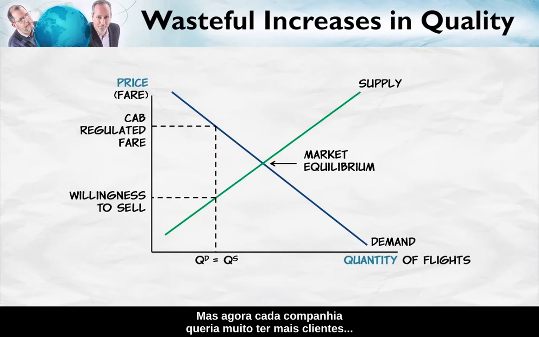But now each airline really wanted more customers. And this, in fact, was the genesis of the undoing of the plan, because each airline was trying to compete to get more of these profitable customers. But they couldn't compete by lowering the price. So how do you get more customers if you can't compete by lowering the price? Well, by increasing quality.